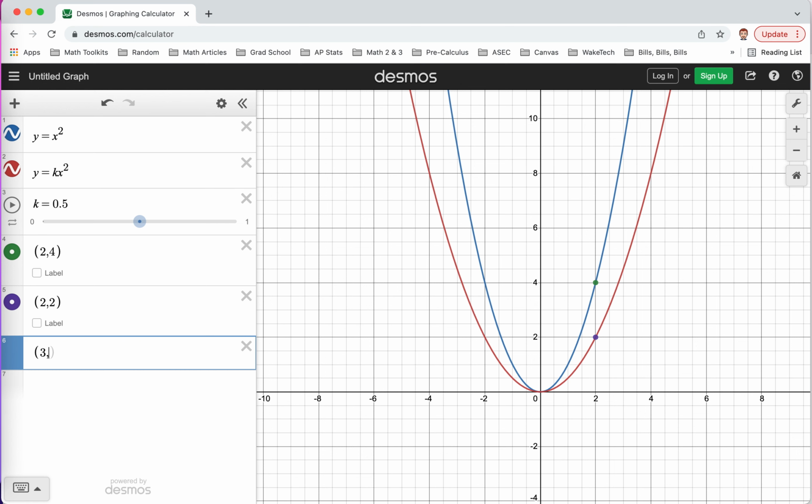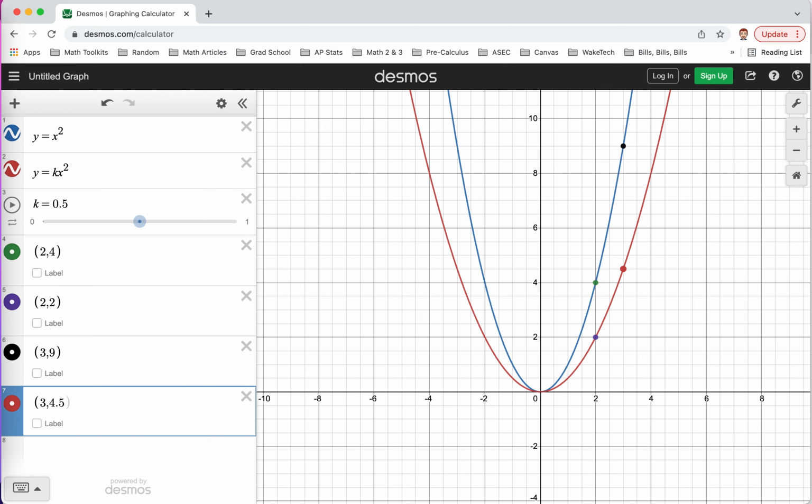One of the other ones was (3, 9). If I vertically shrink, that 9 is going to be multiplied by a factor of 1/2. 9 times 1/2 is 4.5. So we can see that vertical distance has decreased by a factor of 1/2.